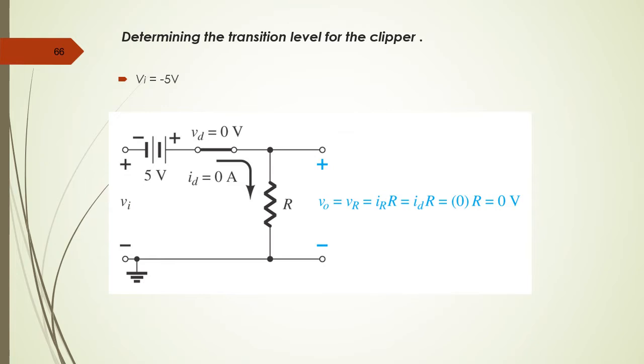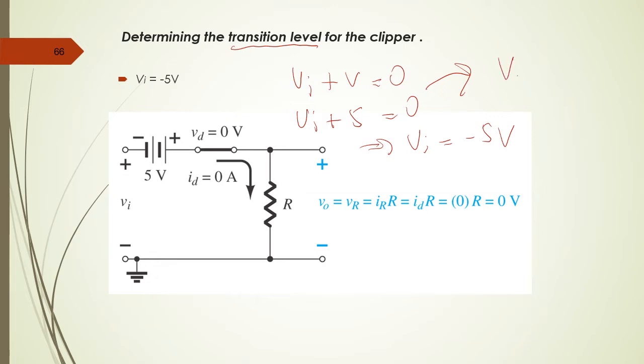We need to determine the transition level for the clipper. So remember this formula. In order to determine the transition level, we must have V out plus V equals 0. So in this case, Vi plus the 5 volt DC supply equals 0, and this in turn gives Vi equals minus 5 volt. And at this point, you must also remember that V out is equal to 0. So this one is the boundary level.